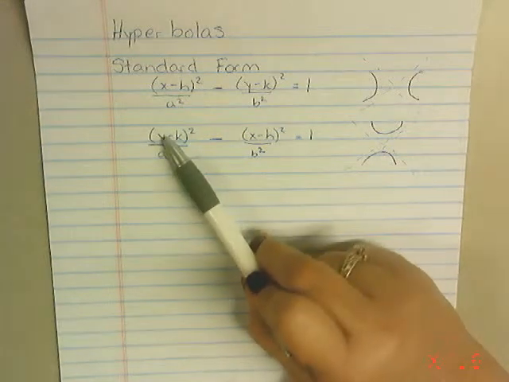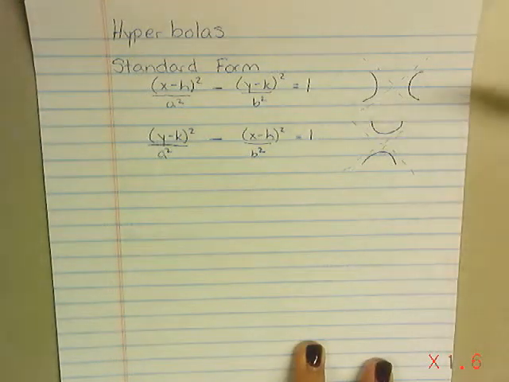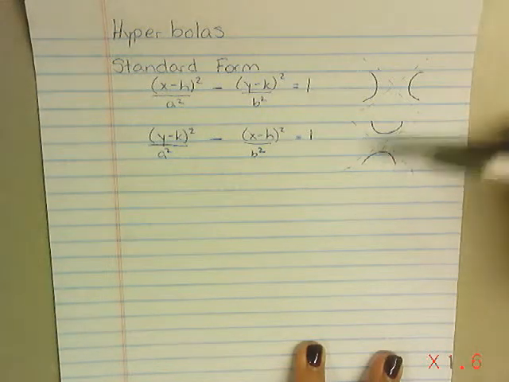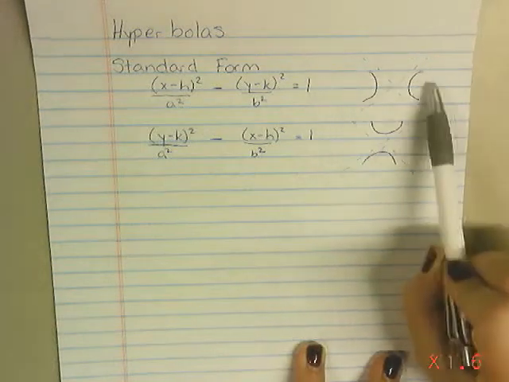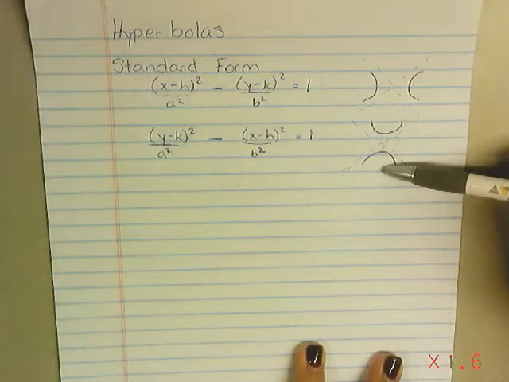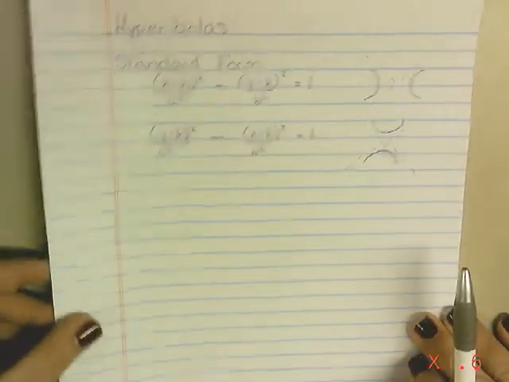When the y is first, then you're going to have a hyperbola that opens in the y direction, which is up and down, vertical. So an x hyperbola looks like this, side to side. A y hyperbola looks like this, up and down. Okay, so let's start doing the math.